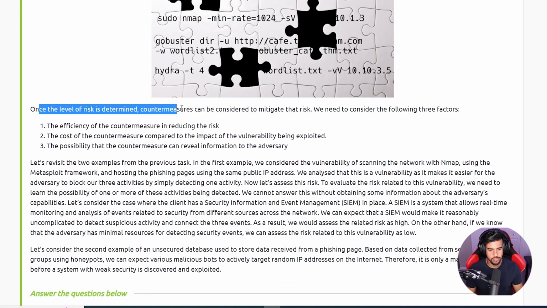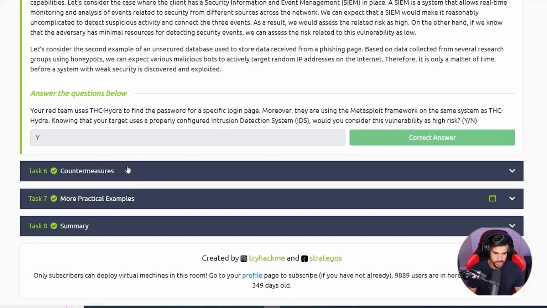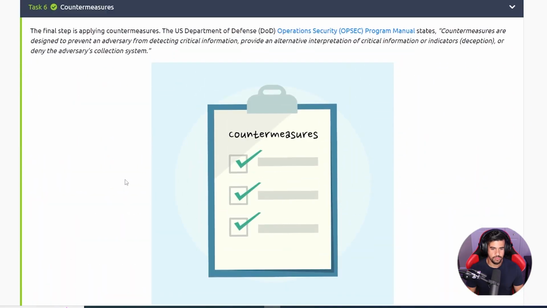So once the level of risk is determined, countermeasures can be considered to mitigate the risk. We need to consider the following three factors. One is the efficiency of the countermeasure in reducing the risk. Two is the cost of the countermeasure compared to the impact of the vulnerability being exploited. Is it worth it to apply this countermeasure? And three is the possibility that the countermeasure can reveal information to the adversary, which obviously we don't want to happen at all. So with that being said, we can then apply these countermeasures.